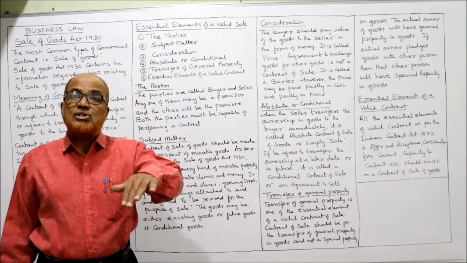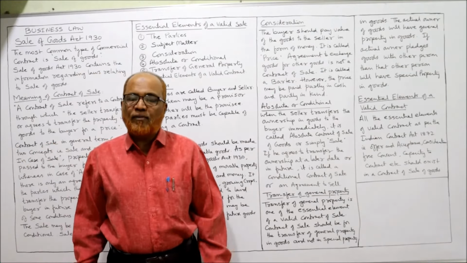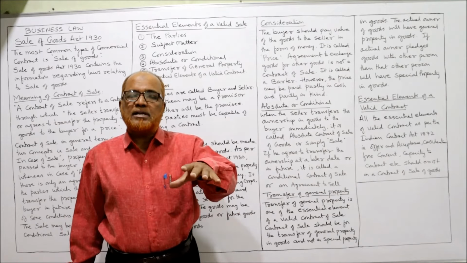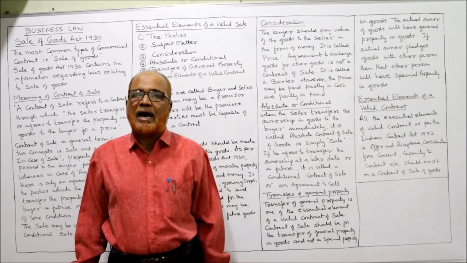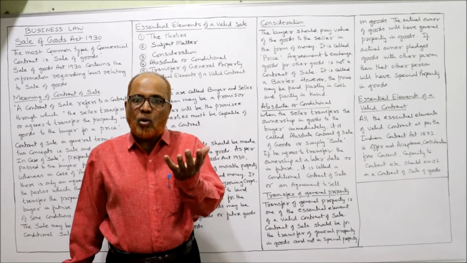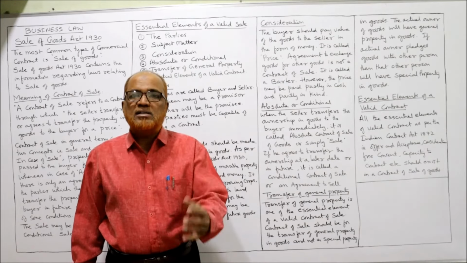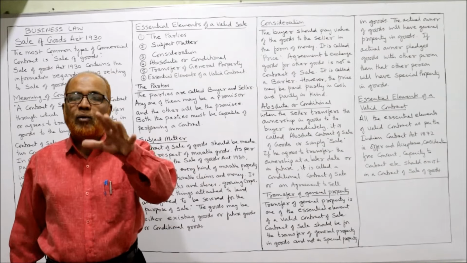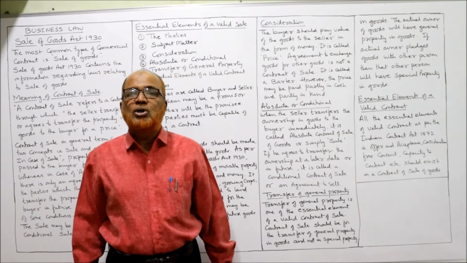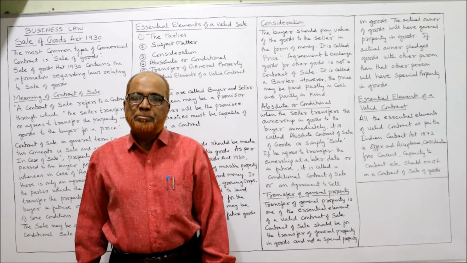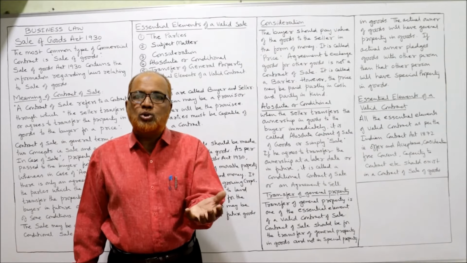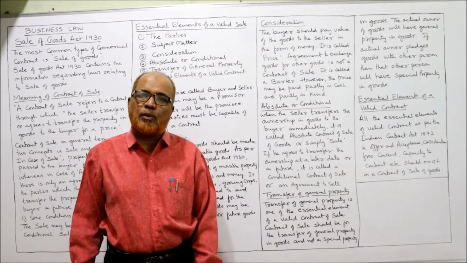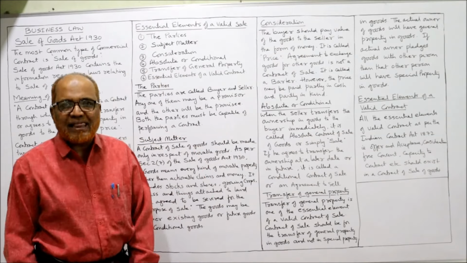Whereas some people will have special property. What is called special property? A person has pledged his goods to another person. The person who got the property through pledge has a special property. So when we say contract of sale, it applies only to general property, not to special property. A person who has the pledged goods has special property, not general property. He cannot sell the goods.